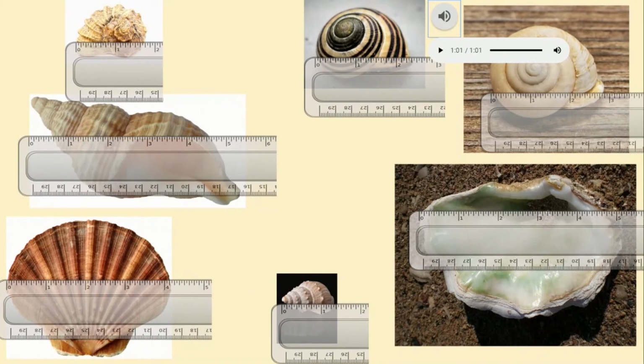Okay, let's go ahead and let's review your measurements. About how long did you say the first shell was? That's right, it's in between the 1-inch mark and the 2-inch mark, but it's closer to the 2-inch mark, so it is about 2 inches.